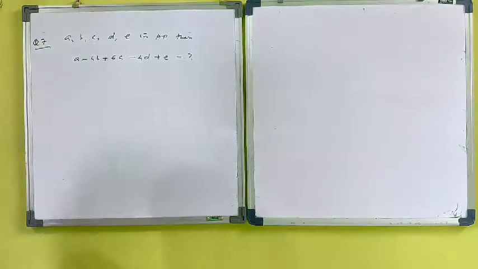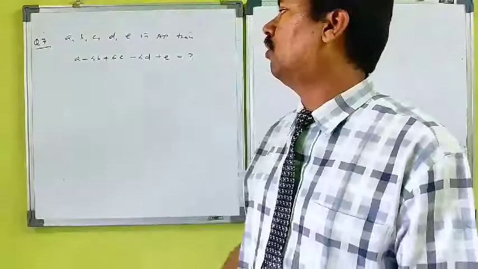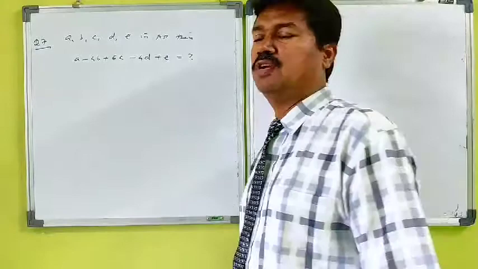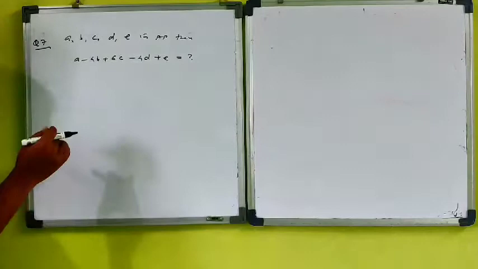Yes, so next, question number 7 here. A, B, C, D, E are in AP, then what is the value of A minus 4B plus 6C minus 4D plus E? What is the value of this? That's the question. So here you can say A is as it is, and B will be what? A plus d.